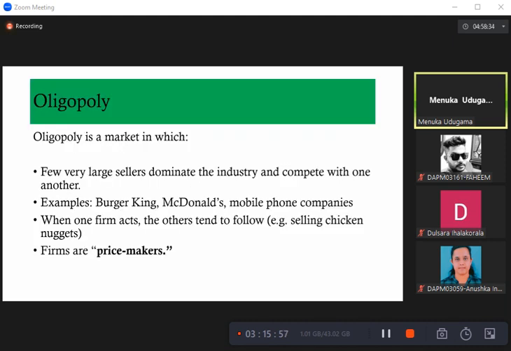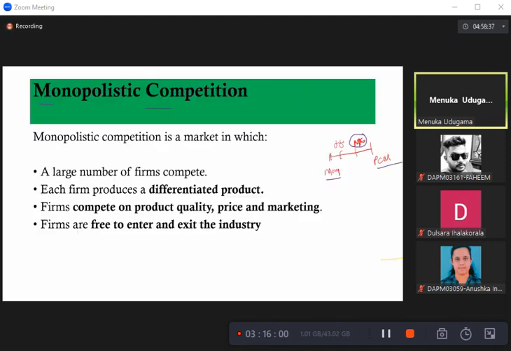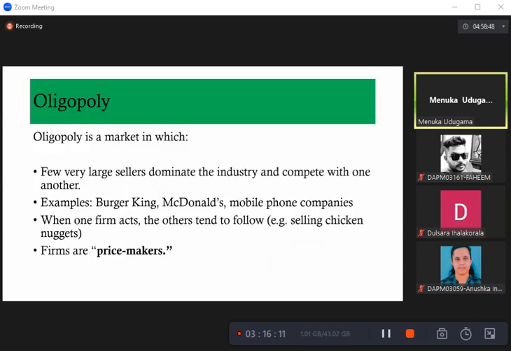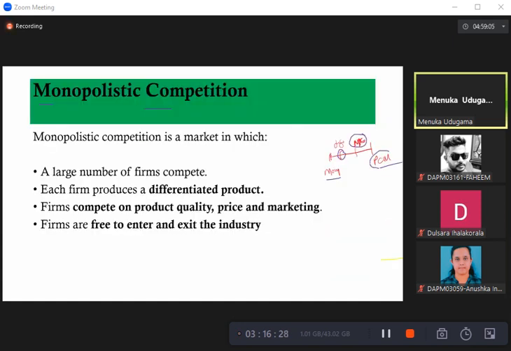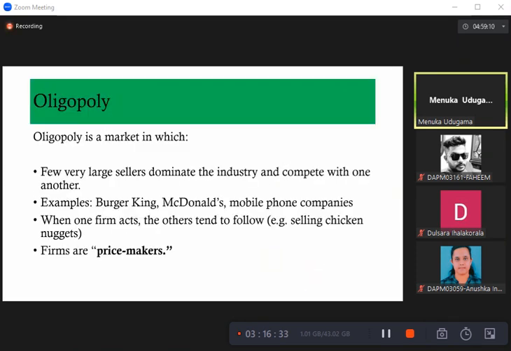Okay. Then the last one, oligopoly. Oligopoly, you can say, is a little closer to monopoly, because there are very few firms in this type of market, but each of the firms is trying to get a high market share. They are also price makers, or we say price setters. Except for the perfectly competitive market, where firms are price takers, all other firms are price setters or makers because they can decide on their own price.